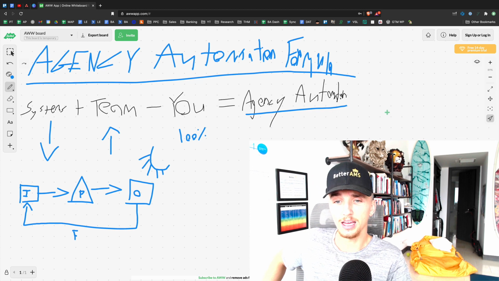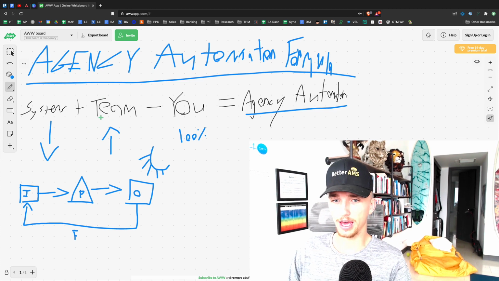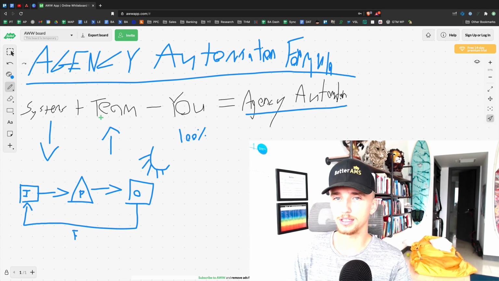Now, contrary to what most people think, just to reiterate this one more time: most people think that agency automation or business automation is you've completely removed the team, and you have no humans. You don't have to deal with any humans. Again, this is a poor mindset. It's a poor definition of what it is. You can define it like that.